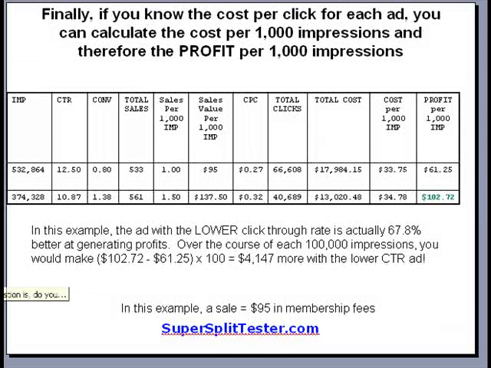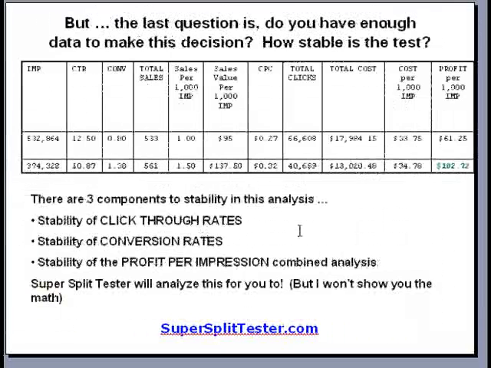Now, there is one more component to consider before you go and make those decisions, and that is, are these numbers stable for any given test? Do you have enough data to know that this is not due to chance and is likely to be stable over time? And of course, in statistics, we can never know with 100% certainty, but we can create a confidence interval. We can calculate how likely it is that we can be sure of this test and be confident in this test. And there are three components.